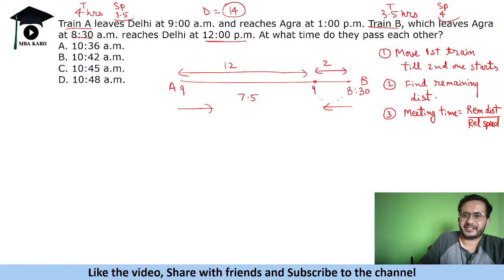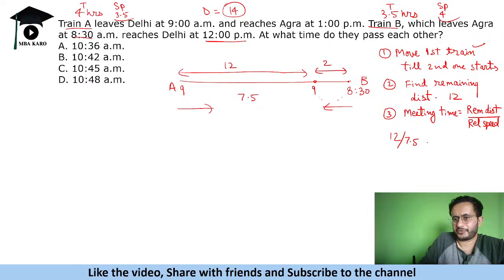Okay, so meeting time, so we found this, then we said that remaining distance is 12. Meeting time is 12 upon 7.5. Okay, so now this will be in terms of hours. If you want to convert to minutes, you can convert. So 12 upon 7.5 is equal to 1.6 hours. Now 1.6 hours, 0.6 means like 36 minutes.